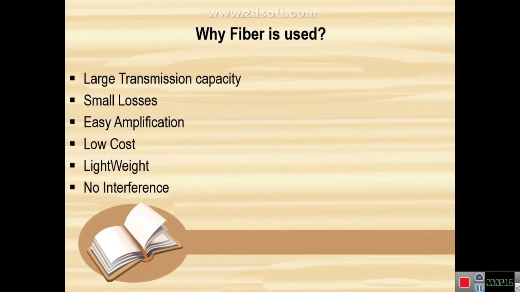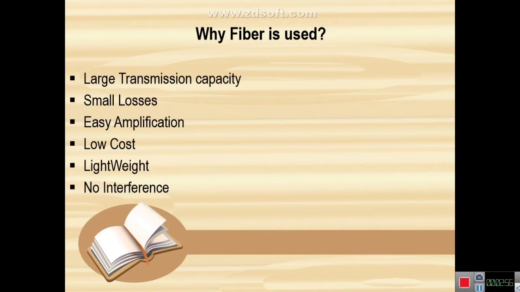Why fiber is used? The fiber wire has replaced the copper wire as transmission cable since it has more advantages than the electrical cables. It has large transmission capacity, small losses, easy amplification, low cost, lightweight, no interference, and etc. Large transmission capacity. A single silica fiber can carry hundreds of thousands of telephone channels, utilizing only a small part of the theoretical capacity.